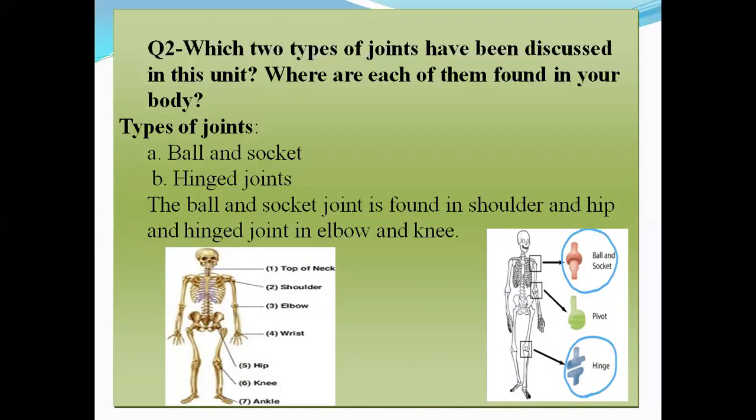Types of joints: ball and socket and hinge joint. The ball and socket joint is found in shoulder and hip. And hinge joint in elbow and knee. Keep remember the types of joints.